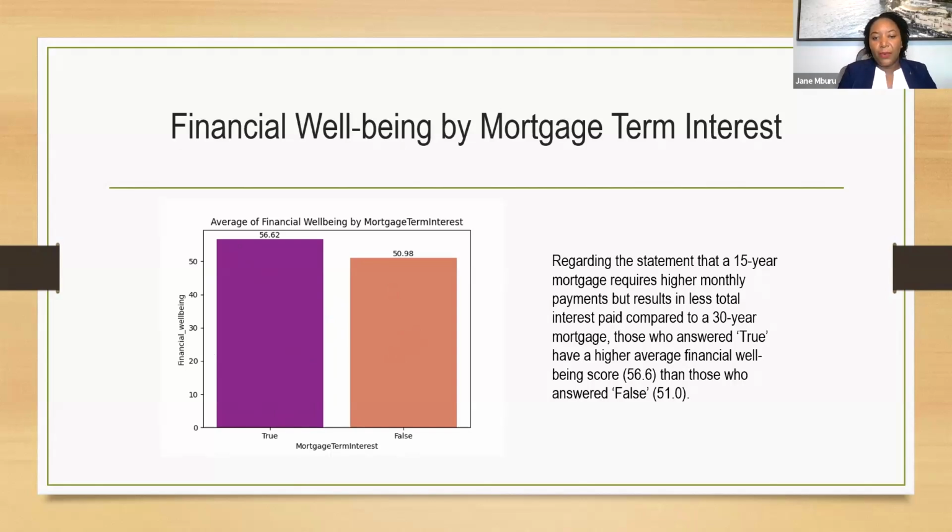Again, this is just one scenario, but there was a trend with other scenarios where individuals who actually displayed knowledge, to have knowledge about certain financial concepts, did have higher financial well-being scores compared to their counterparts.